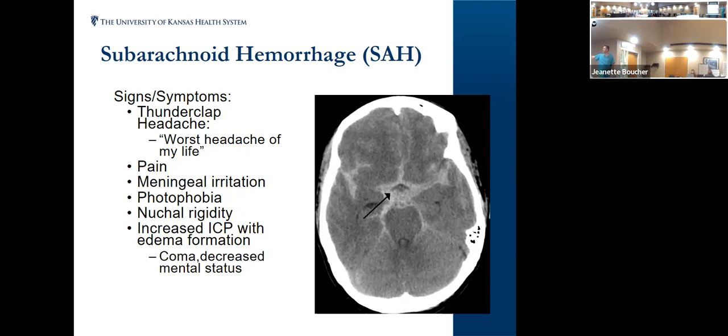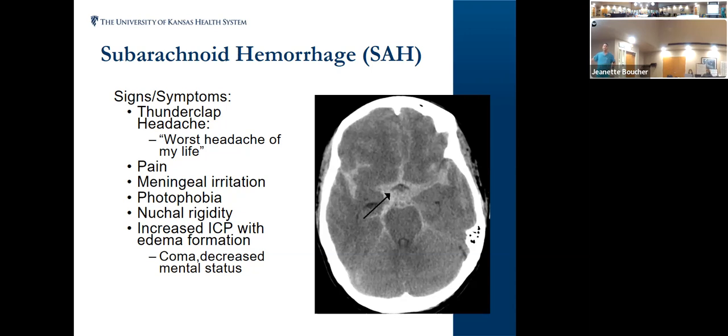Typically, the subarachnoid hemorrhage comes with the thunderclap headache. We try not to use "the worst headache of your life," because I've had lots of worse headaches in my life. So it's usually thunderclap. It's very abrupt and it just hits you, like a close lightning strike, a thunderclap would hit you.